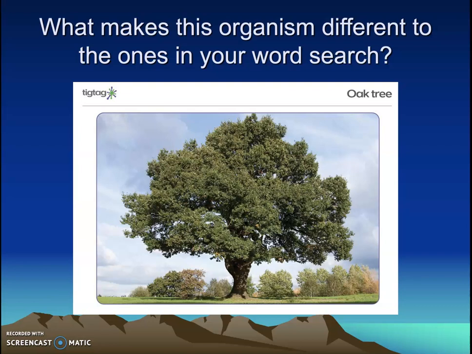Well, firstly, it is able to make its own food. It is called a producer. It uses the sunlight from the sun. It uses the energy from that sunlight to transfer that energy into food. So it creates its own food. Very, very clever. And this happens in a process called photosynthesis. And that's something that you'll learn about later on at school when you're slightly older.